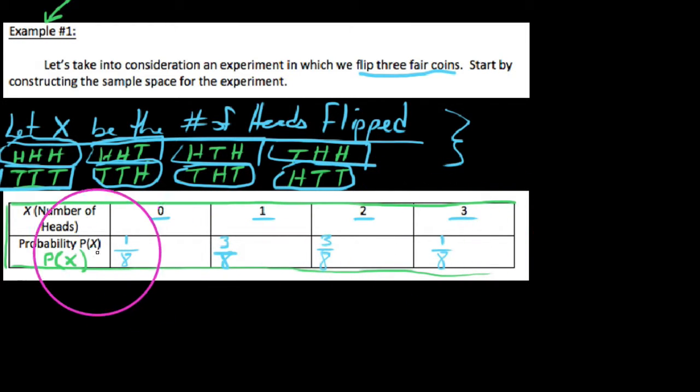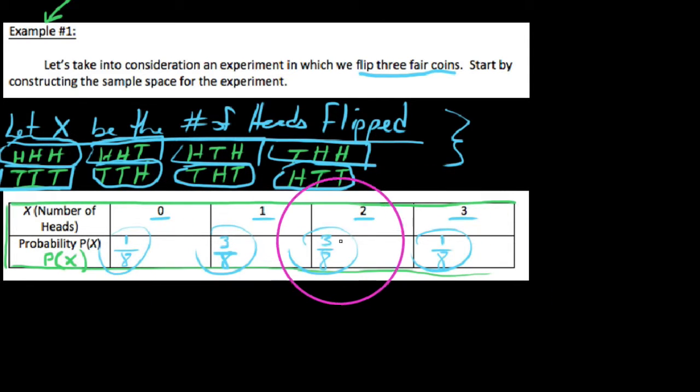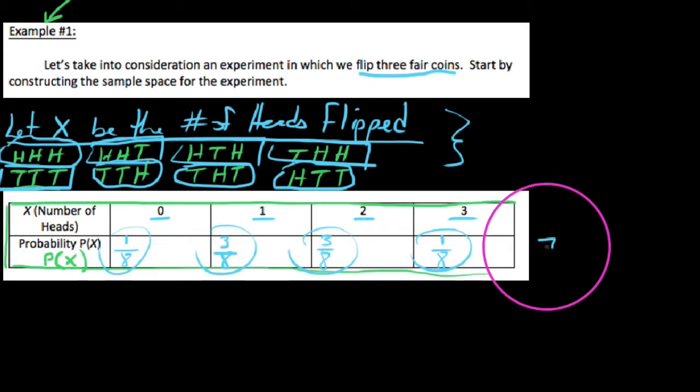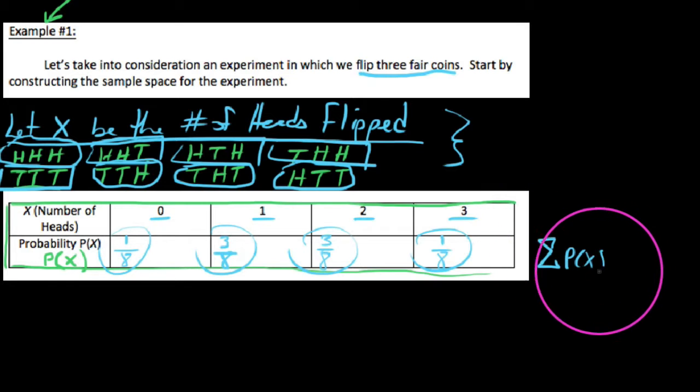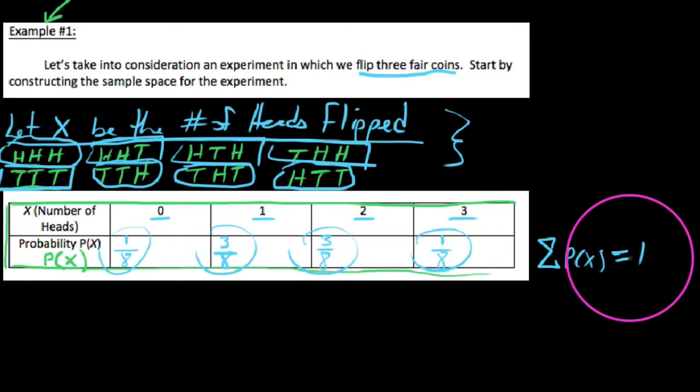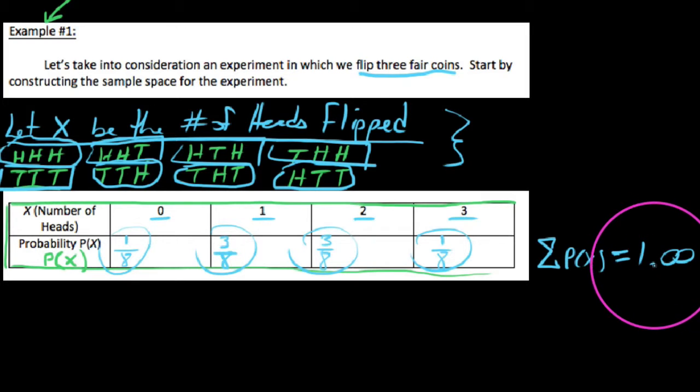And what I want you to notice is this: if we were to actually add up all of these probabilities in the basement here, 1/8 plus 3/8 plus 3/8 plus 1/8, we would get the sum of all the probabilities coming out to be exactly 1. And the reason why is because our probabilities should add up to 100% of the total number of outcomes.